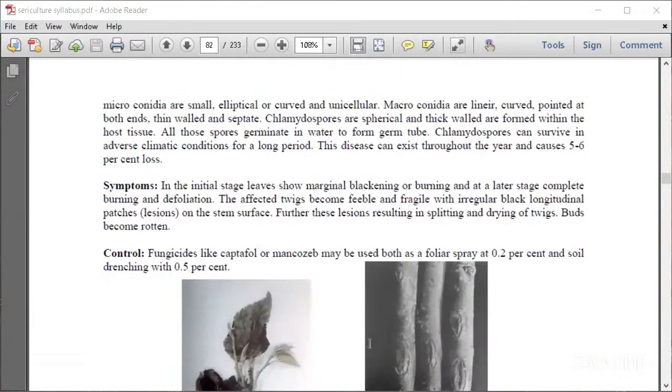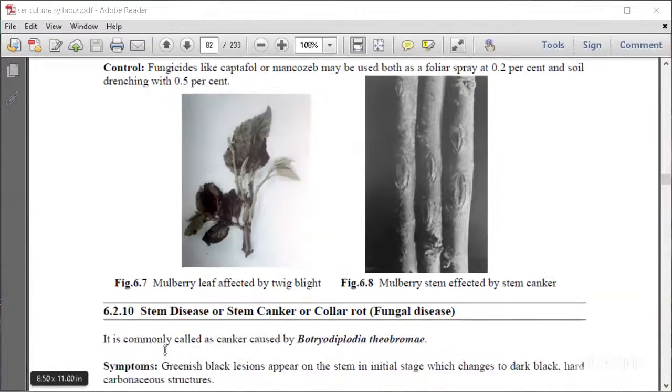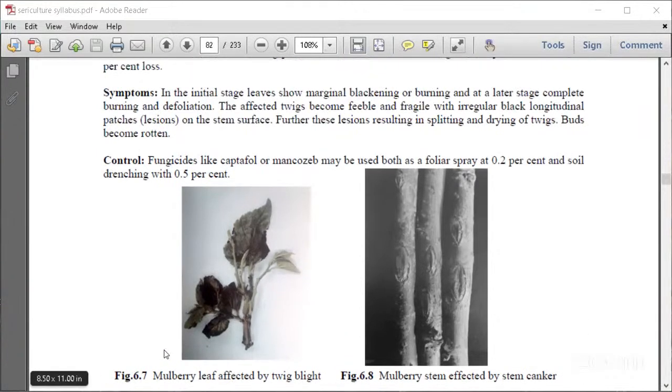Here you can see the mulberry leaf affected by twig blight and the mulberry stem affected by stem canker. So what are these two diseases? One is a stem disease and another one is a leaf disease, attacked by Fusarium. As I just said, this is twig blight disease caused by Fusarium species. It can produce microconidia and macroconidia.